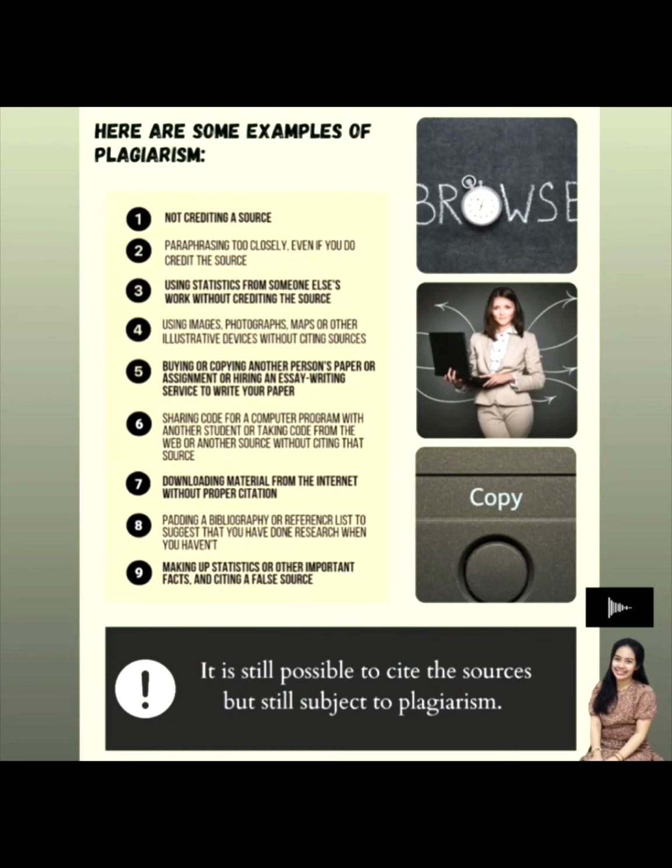The first one is not crediting a source. Copying text from another source word for word without enclosing original words in quotation marks and including a credit to the original source. You must cite the source even if you incorporate the concepts from the source into your own words. The next one is paraphrasing too closely even if you do credit the source.